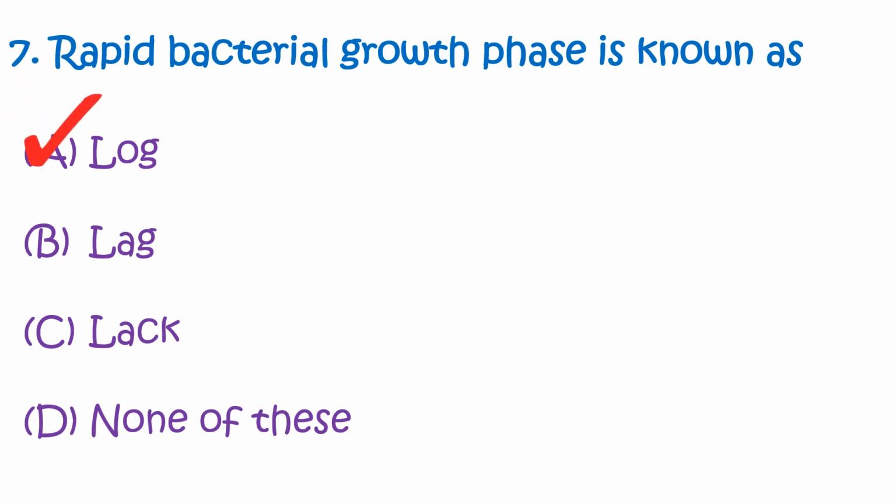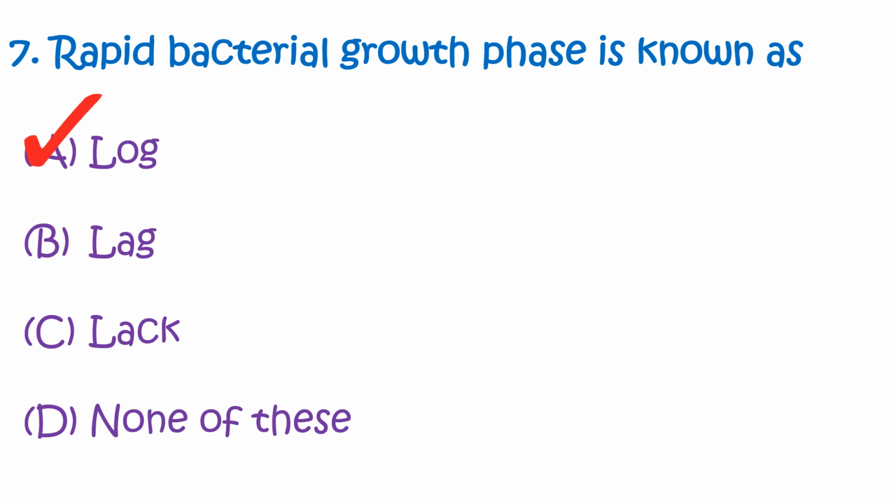So in the bacterial growth curve, as I mentioned earlier, there are 4 stages. The initial phase is called the lag phase. The second phase is called the log or the exponential phase. The third is the stationary phase, and the last is the decline phase.